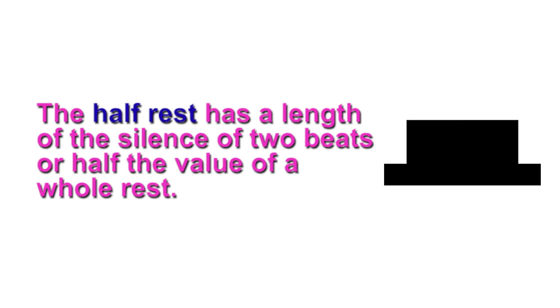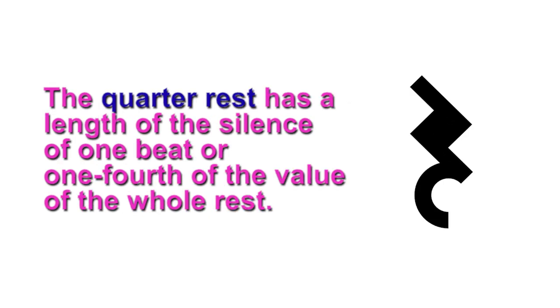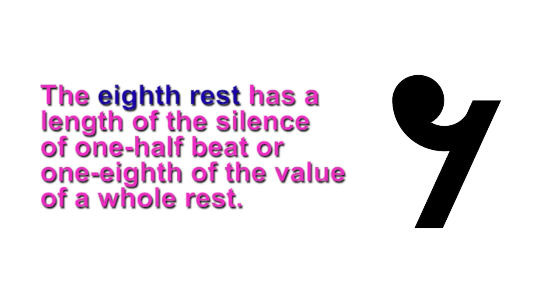It is represented by a filled-in rectangle placed on top of the line on the staff. The quarter rest has a length of silence of 1 beat or 1/4 of the value of the whole rest. It is represented by a filled-in squiggle. The eighth rest has a length of silence of 1/2 beat or 1/8 of the value of a whole rest.